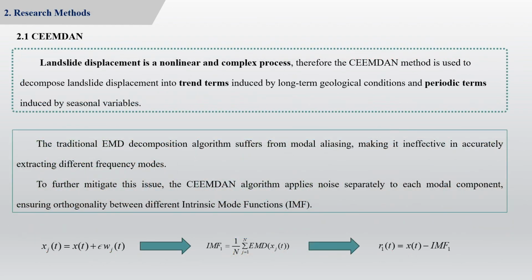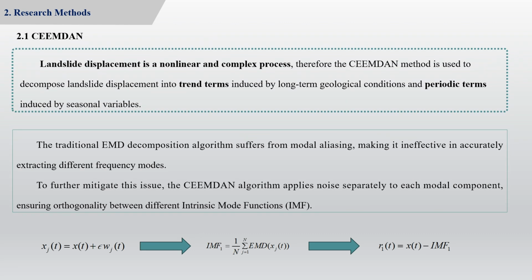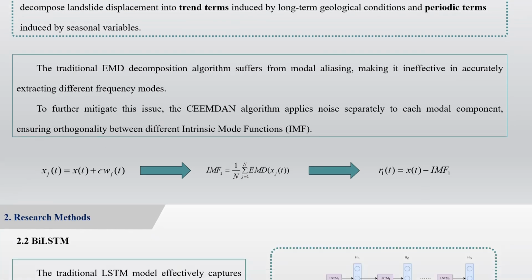Landslide displacement is a nonlinear and highly complex process, making it difficult to predict directly using conventional models. To overcome these limitations, this study proposes a CEEMDAN (complete ensemble empirical mode decomposition with adaptive noise) approach to decompose landslide displacement data into trend and periodic components. By introducing adaptive noise, CEEMDAN effectively mitigates the mode mixing problem inherent in traditional EMD methods.